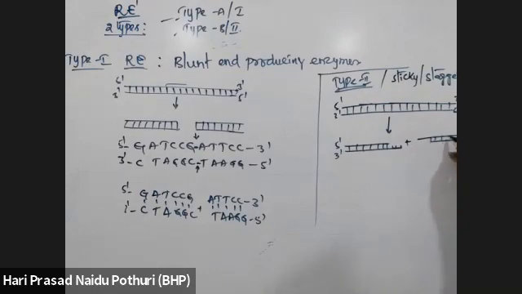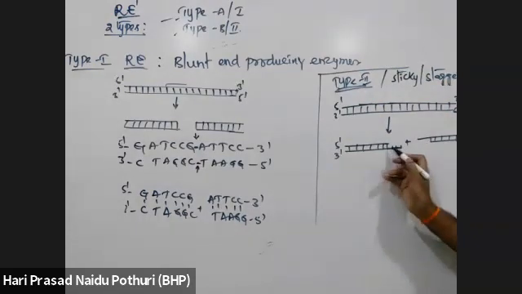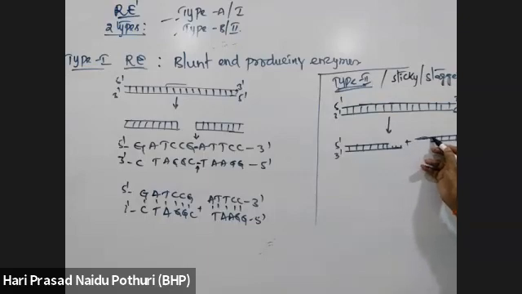How are these cut actually? From the already existing double stranded DNA, these fragments are made. That means this is a single stranded extension, and this is a single stranded extension. They have complementary nucleotides. Similar ends are present, because they are cut from a palindromic sequence, so they can be joined easily.